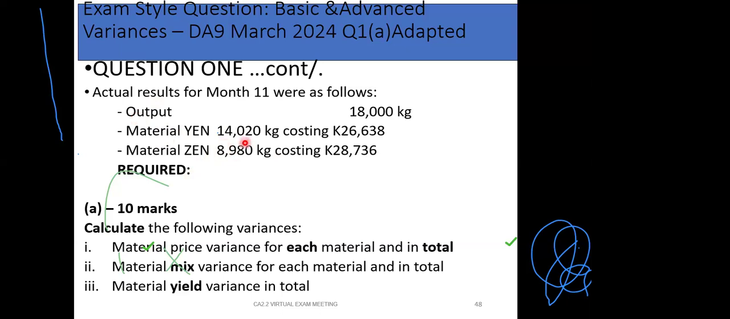Material Zen: 14,020 kgs were used, and these cost 26,638. Material Zen: 8,980 kgs were purchased and used, and they cost 28,736. You are required to calculate the material price variance for each material and in total. That is a basic variance. Then 2 and 3 are what we can call advanced variances.